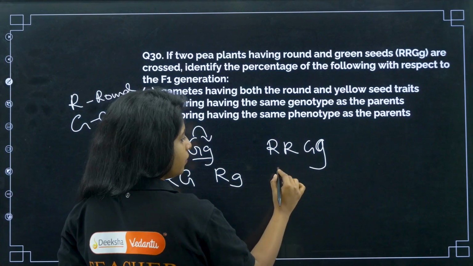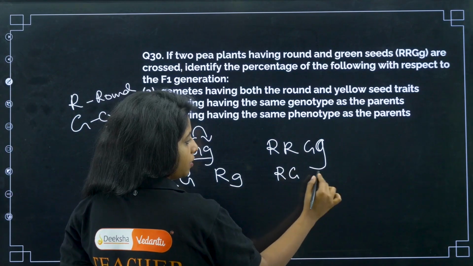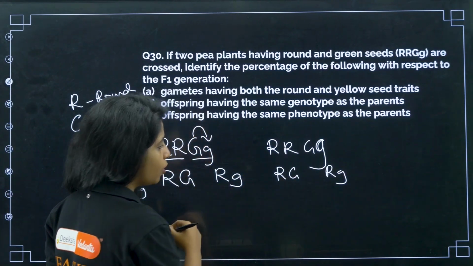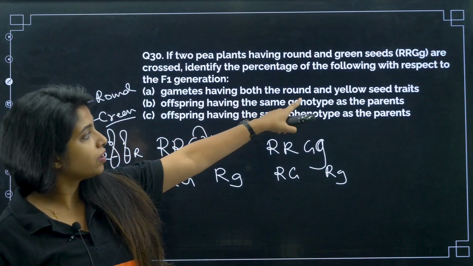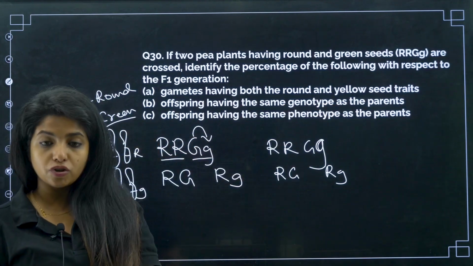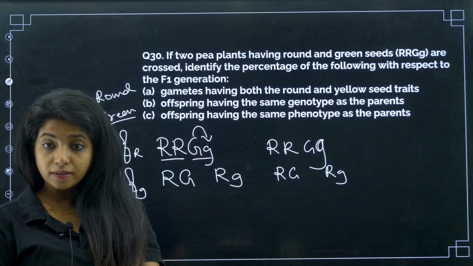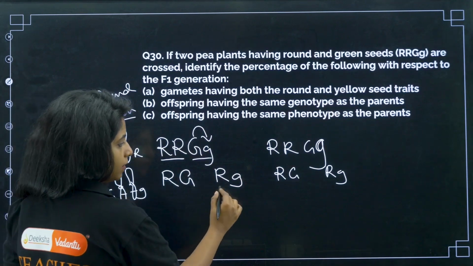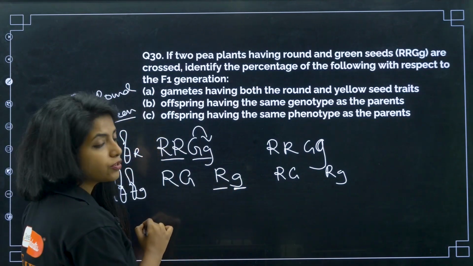Similarly over here, this parent will also do the same. Capital R, capital G, capital R, small g. So gametes having both round and yellow seed traits, my dear children. Both having round and yellow seed. This is round and this is yellow. Small g is for yellow.